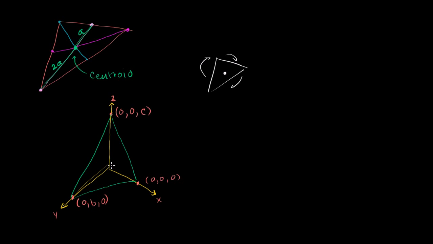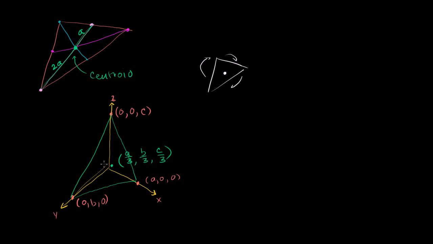The coordinate of the centroid here is just going to be the average of the coordinates of the vertices. So for the x-coordinate, we have 0 plus 0 plus a. We have 3 coordinates. They add up to a, and we have to divide by 3. So it's a over 3. The y-coordinate is going to be b plus 0 plus 0. They add up to b, but we have 3 of them, so the average is b over 3. And then same thing, we do it for the z-coordinate. The average is going to be c over 3.